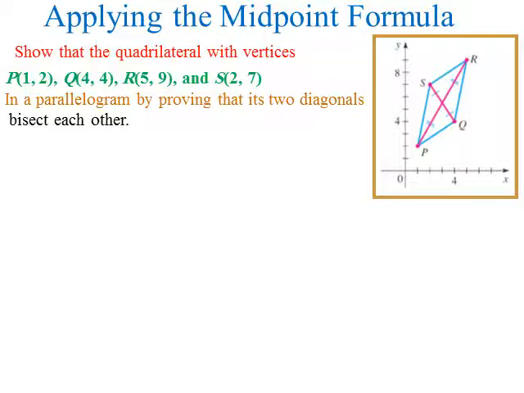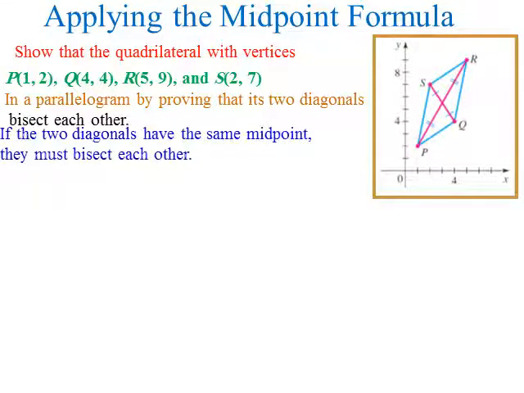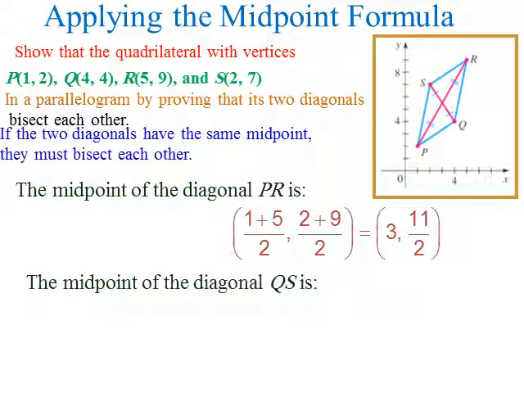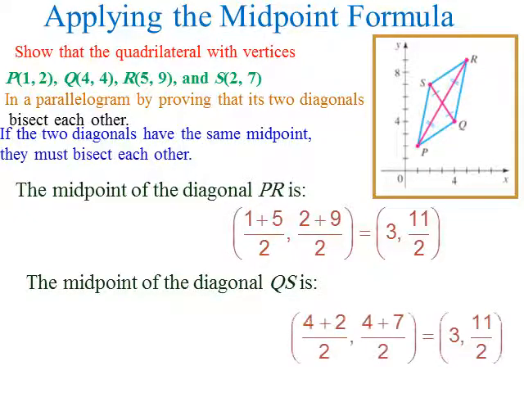So I'm going to find the midpoint of the first diagonal, which is PR. Use P and R. It will be 1 plus 5 over 2, 2 plus 9 over 2. That means 3 and 11 over 2. Then find the midpoint of the second diagonal, which is SQ. Applying the rule, it will be 4 plus 2 over 2 and 4 plus 7 over 2. It will be 3 and 11 over 2. The midpoint of PR equals the midpoint of QS, so the diagonals bisect each other. Then the quad is a parallelogram.